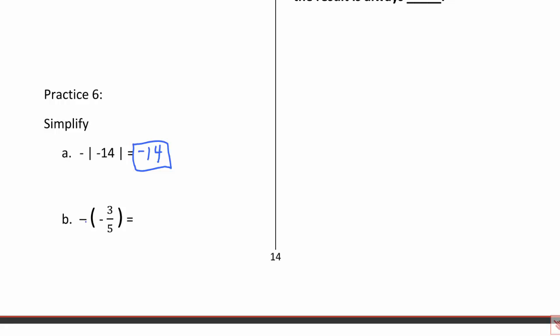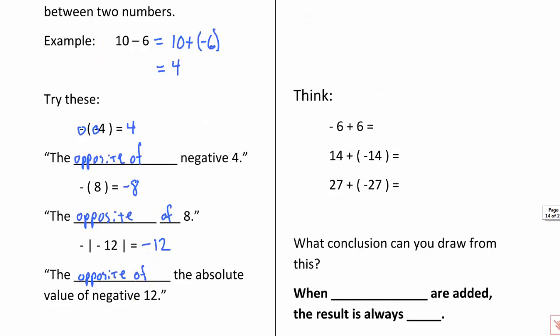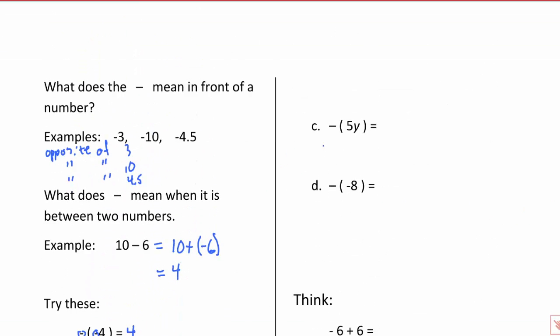Now B is the opposite of -3/5. Because there's nothing you can do with the -3/5, that makes this +3/5. Look at C here. C says the opposite of 5y. Again, there's nothing you can do with this 5y, so that just makes this -5y. And D is the opposite of -8. Again, there's nothing you can do with -8, so the opposite of -8 is +8.